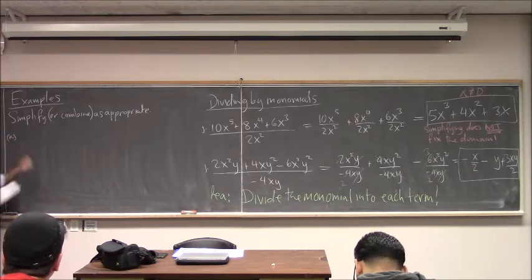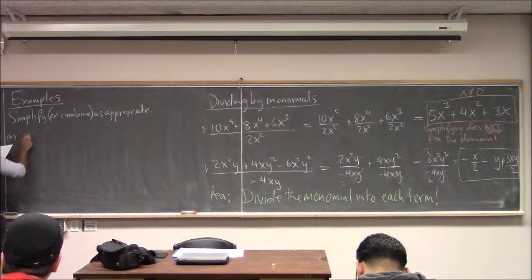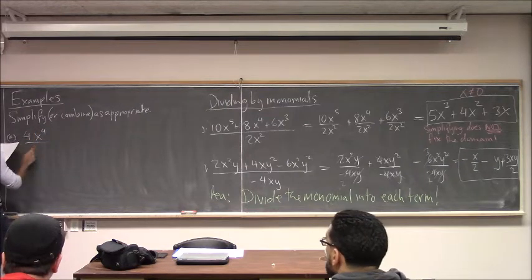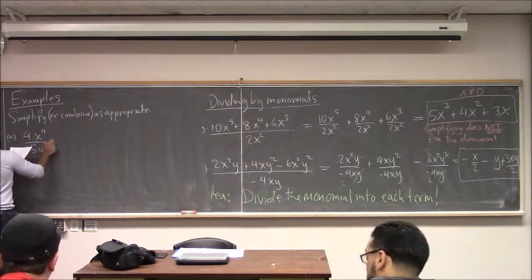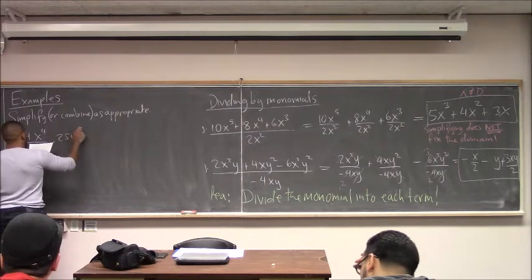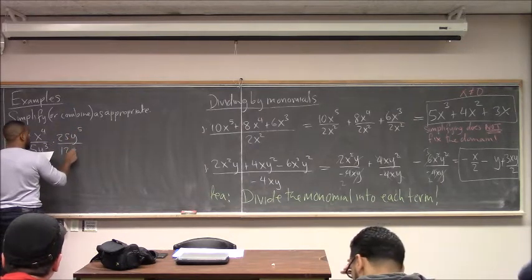A. Let's start off, not so bad here. 4x, 5y cubed times 25y to the fifth, 12x to the seventh.